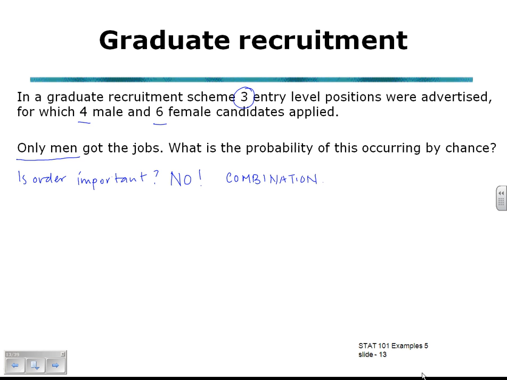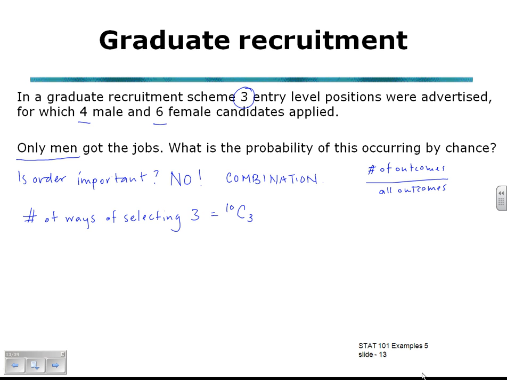Having ascertained it's a combinations problem, we then need to see how we are going to find the probability of this occurring by chance. Probability, remember, is the number of outcomes we're interested in divided by the total number of outcomes that are possible. In this question, the total outcomes are choosing 3 out of 10 candidates, which is 10 choose 3.